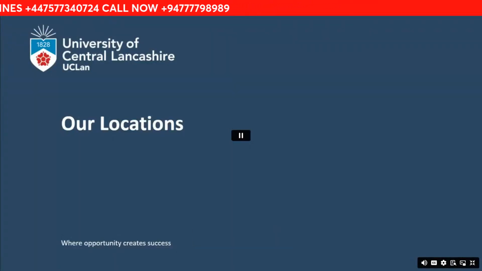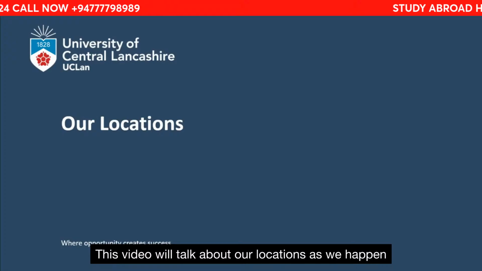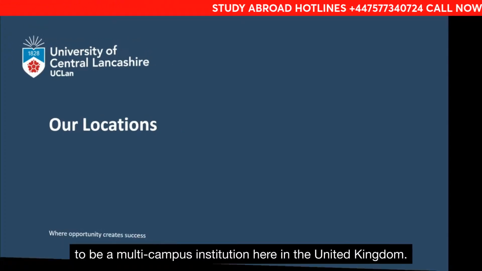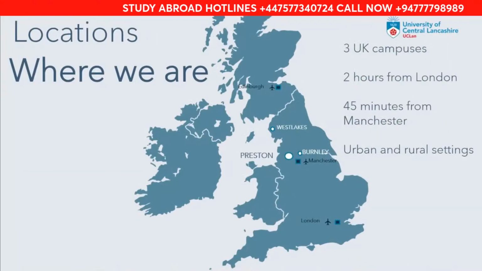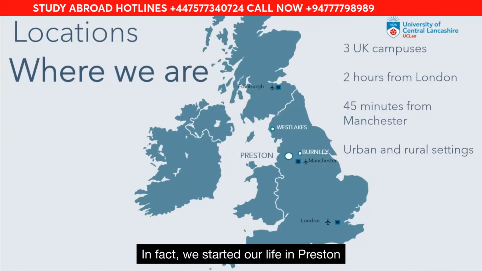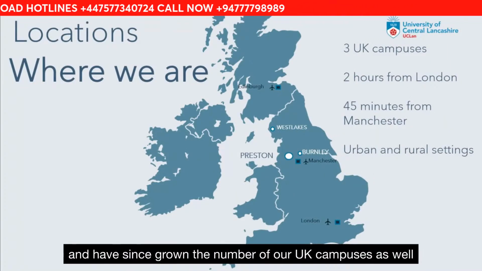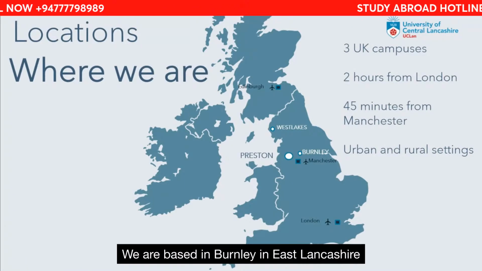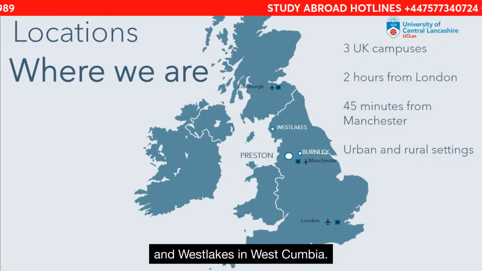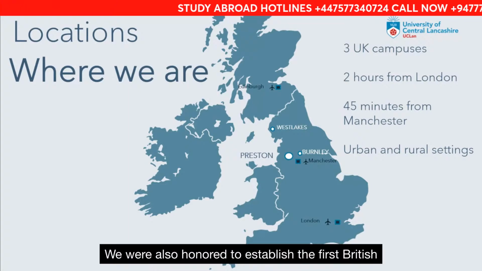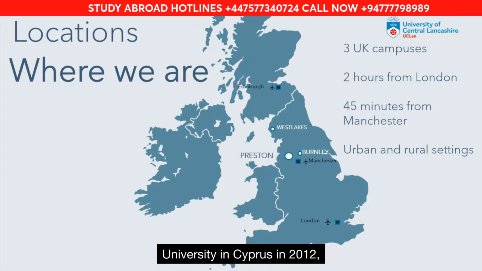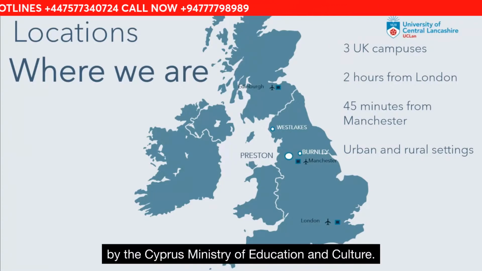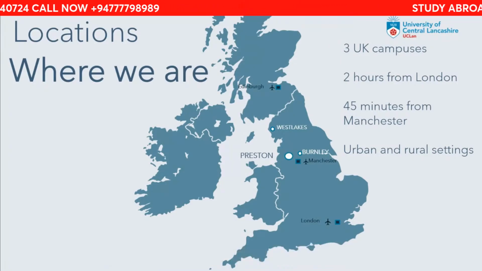Hello everyone. This video will talk about our locations, as we happen to be a multi-campus institution here in the United Kingdom. In fact, we started our life in Preston and have since grown the number of our UK campuses. As well as the Preston location, we're based in Burnley in East Lancashire and West Lakes in West Cumbria. We were also honoured to establish the first British university in Cyprus in 2012, having been granted an academic licence by the Cyprus Ministry of Education and Culture.